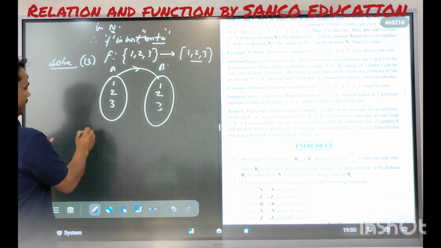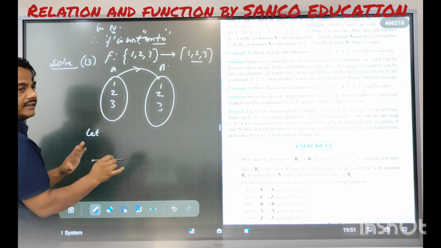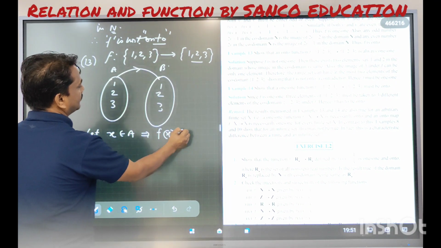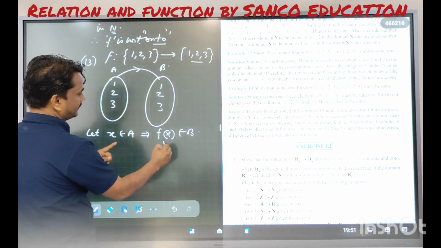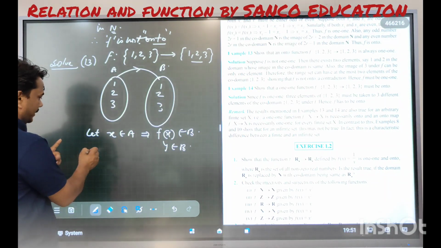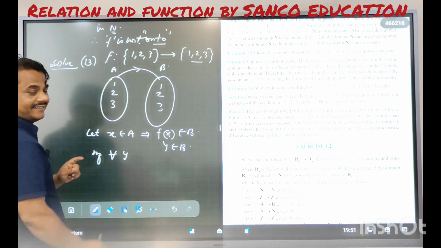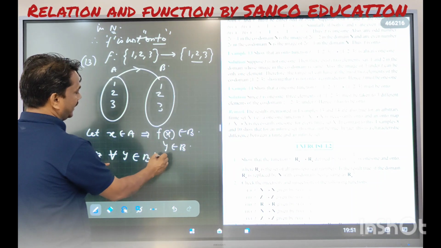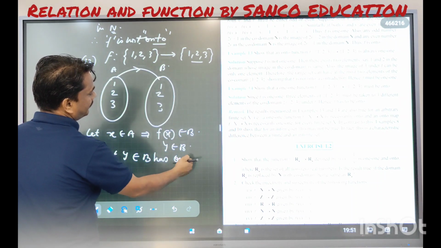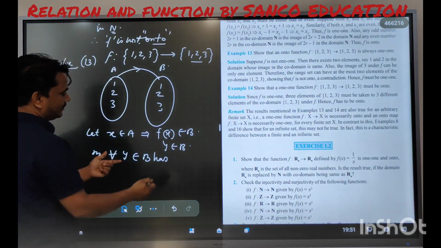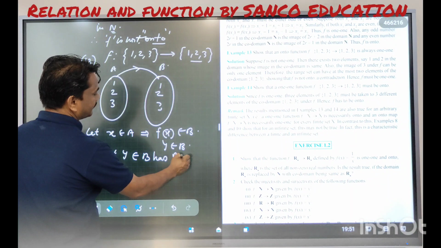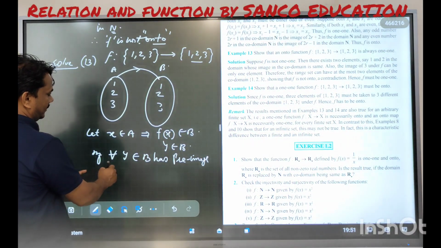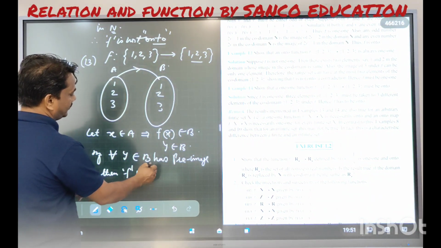Onto given means what? Obviously, I'm giving an analytical solution. x belongs to A implies that f(x) belongs to B, or this f(x) we can suppose as a y. So the condition given: if all y belonging to B have a pre-image, then f is onto.